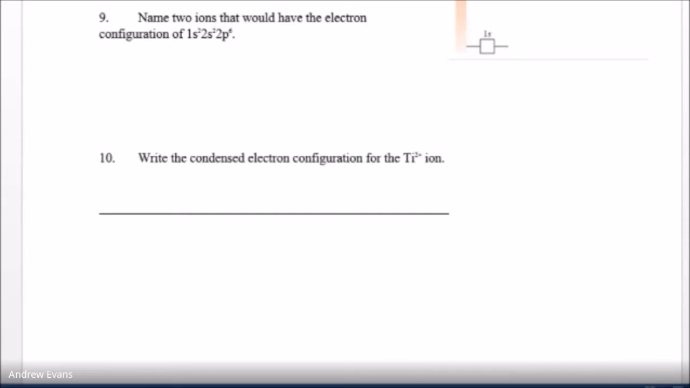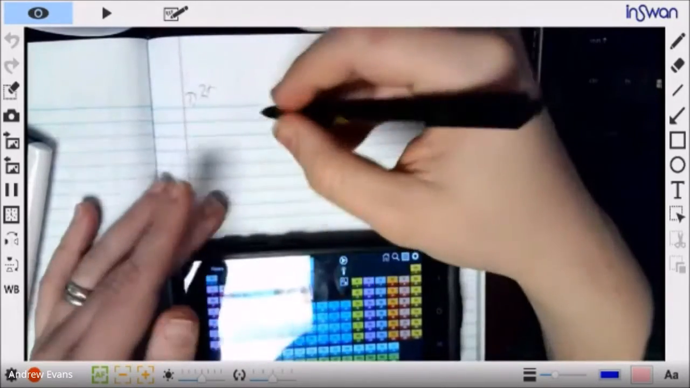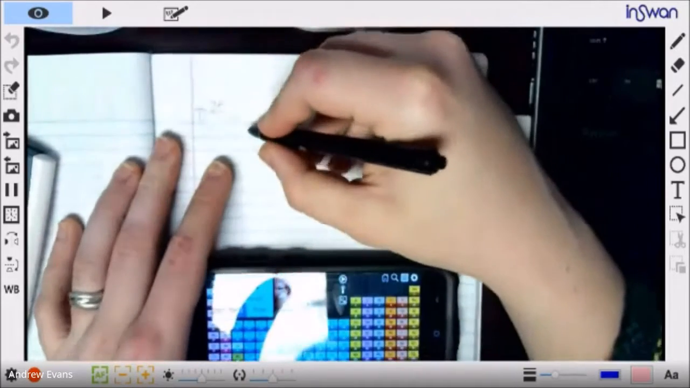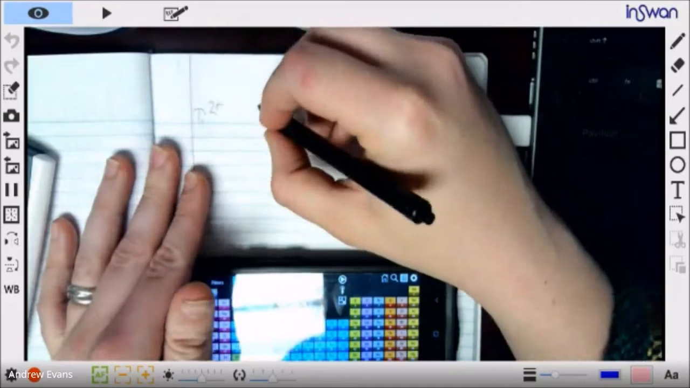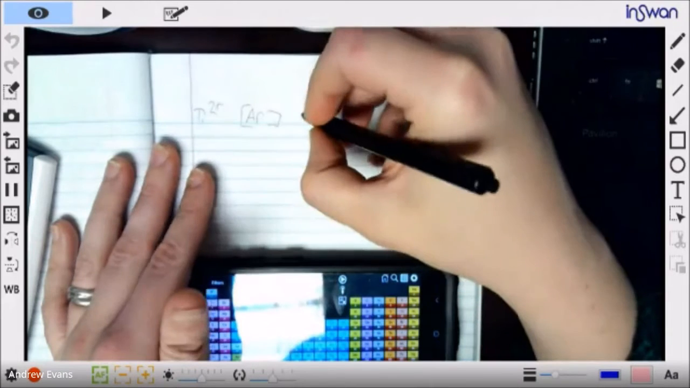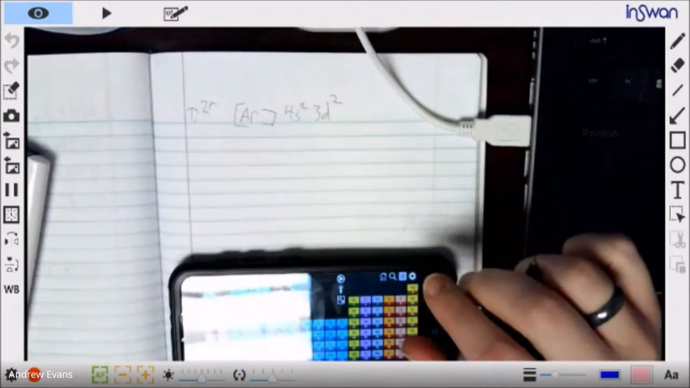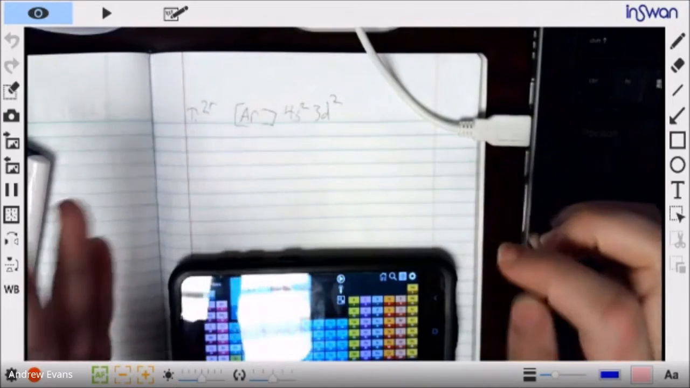Now, condensed electron configuration of titanium 2+. This one is a tricky one. It's 2 parts. Titanium 2+ is down here. Let's just do titanium neutral. When people screw this up, typically they do titanium neutral. But titanium neutral would be argon, then 4s2, 3d2. That's titanium.